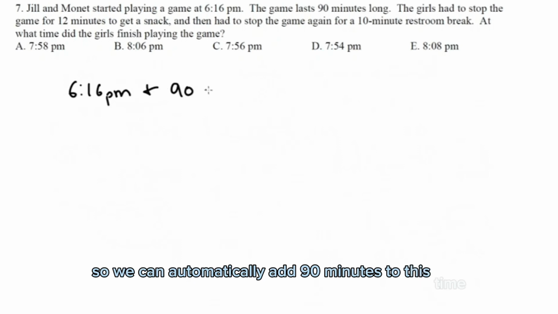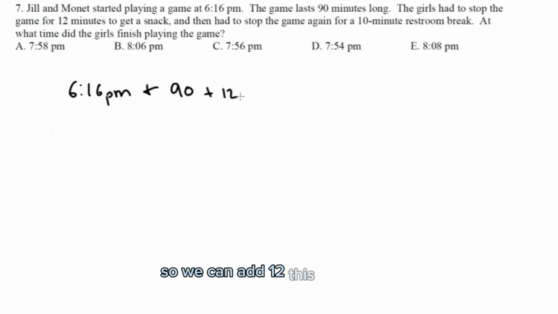Alright, so they're starting at 6:16 p.m. The p.m. is very important because we don't want to answer in a.m. So first, the game is 90 minutes, so we can automatically add 90 minutes to this time. Then, they had to pause the game for 12 minutes, so we can add 12 to this time. Finally, they had to stop it again for 10 minutes, so we can add 10 to this.